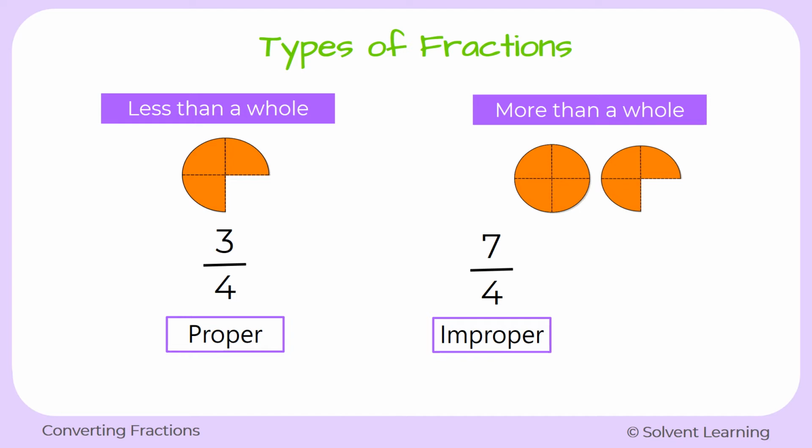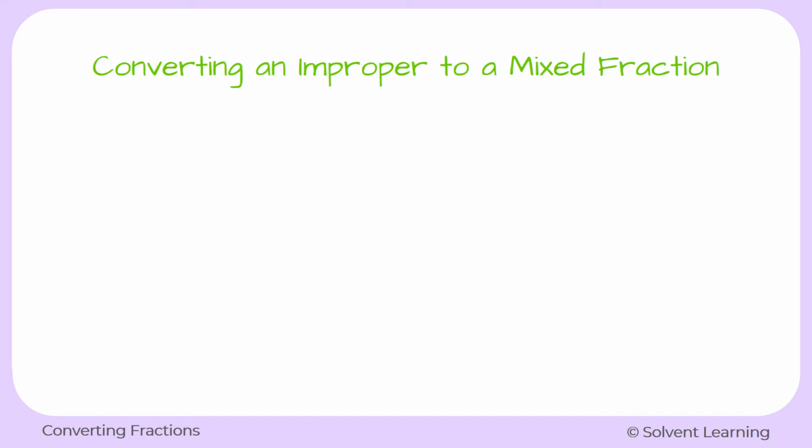We can also represent this same amount a different way. Since the first circle is one whole and the second circle is 3/4, we can say that this is 1 3/4. This type of fraction is a mixed fraction because it has a whole number part, which is the 1, and then a fraction part, the 3/4. So first we're going to look at how we can convert an improper fraction to a mixed fraction, because remember, these 2 types of fractions are the ones that represent more than one whole.